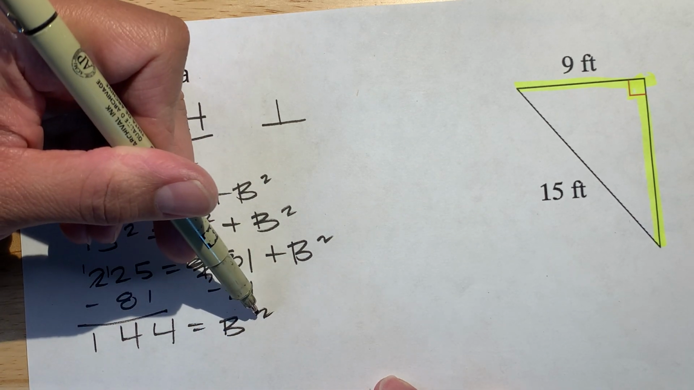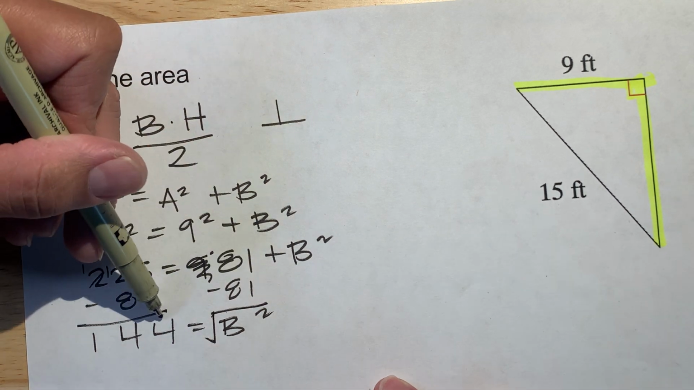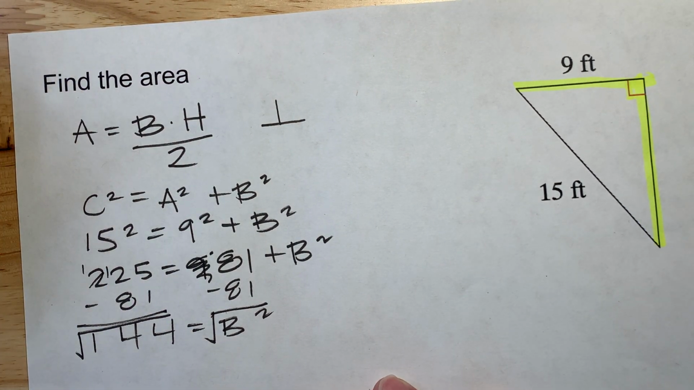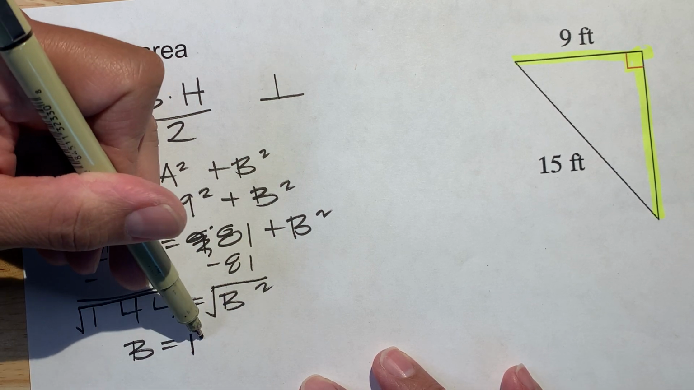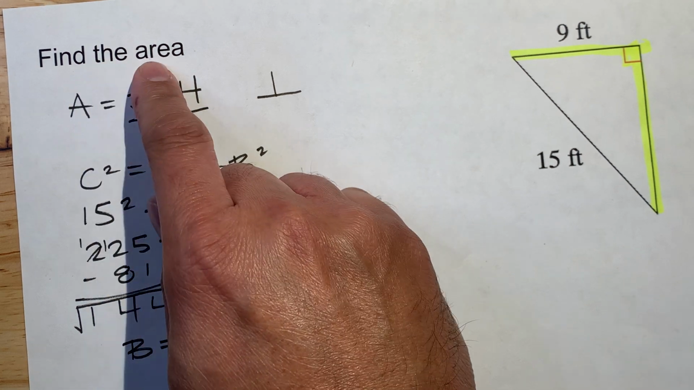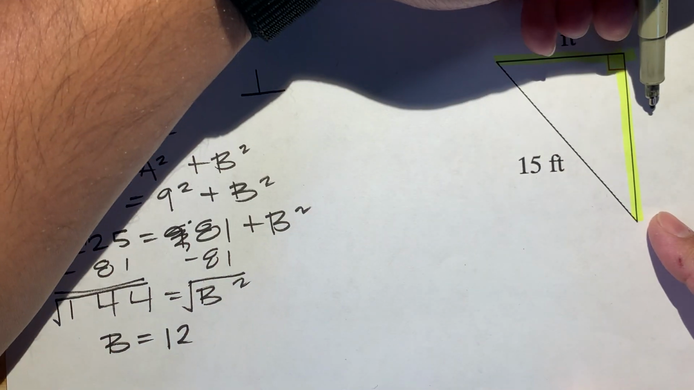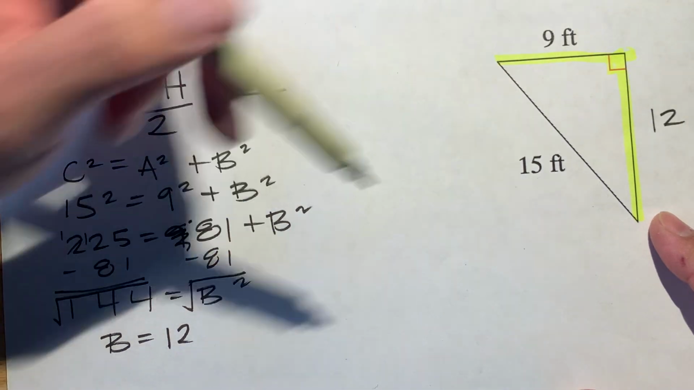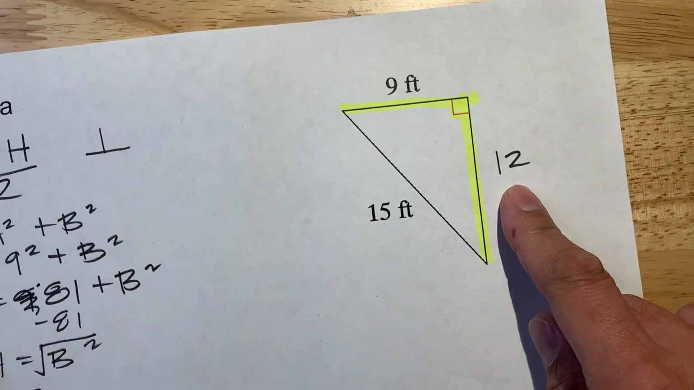And the opposite of squaring something is square root. So I'm going to square root 144. And our b equals 12, that missing side. We're not done because the question says find the area. We're not trying to find that missing side, but we're on our journey to finding the area. Now that we have this missing side, we used the Pythagorean theorem to find it.